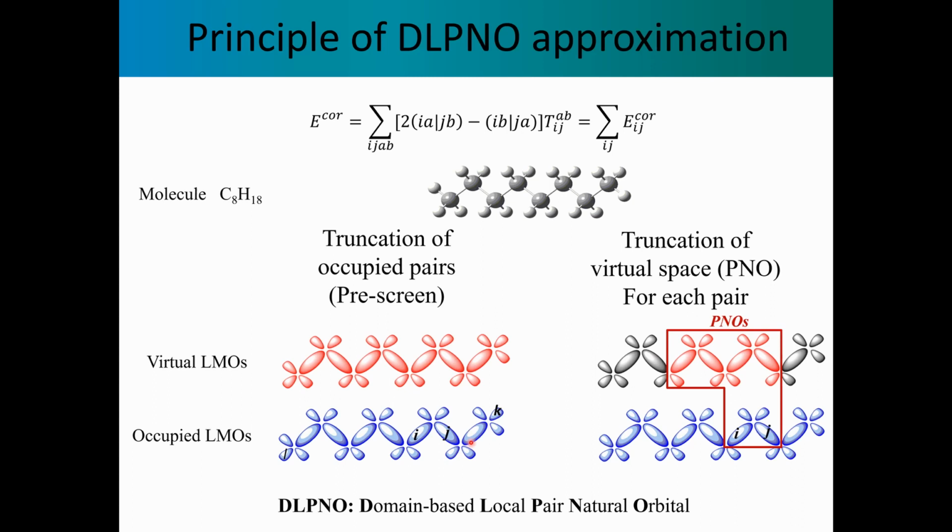So we only need to consider such kinds of nearby pairs. The nearby pairs will increase linearly with the system size. Thus, we can truncate our occupied space. After the truncation of the occupied space, we have to truncate our virtual space as well. In the local correlation method by Peter Pulay and George Werner, they use PAOs. But in the DLPNO method, we use PNOs to represent the virtual space. For each occupied orbital pair, the number of PNOs is a constant. That's why our method can achieve linear scaling.